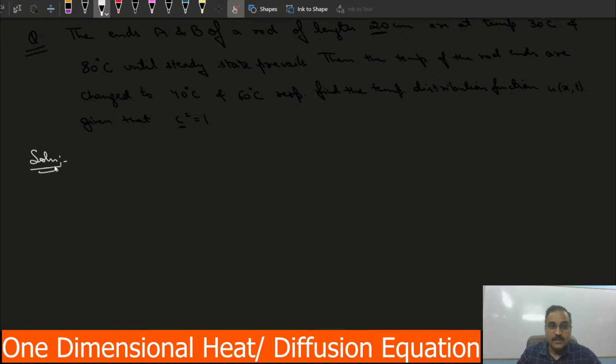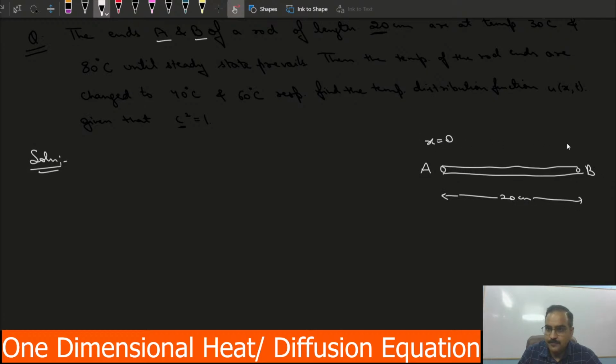Now we have a rod whose two endpoints are named A and B, with endpoints A and B, of length 20 centimeters. So that means this length is 20 centimeters. Here we can mention at x equal to 0, here at x equal to 20, are at temperature 30 degrees Celsius. So here we have u equal to 30 degrees, and here u is equal to 80 degrees until steady state prevails.